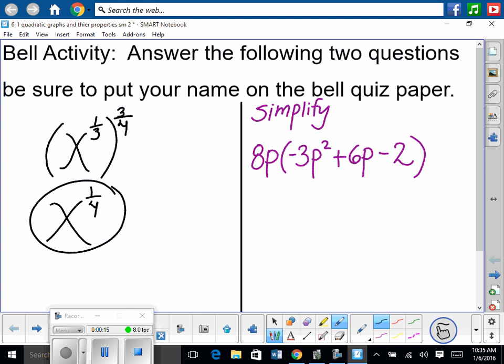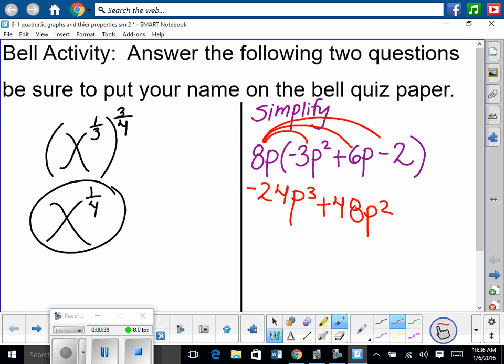With this next one, let's see. You did what? What's the mathematical term for what you did? Distribute. 8p times negative 3p squared is negative 24p cubed. Very good. 8p times 6p is good. Positive 48p squared. And then we have 8p times negative 2, negative 16p.